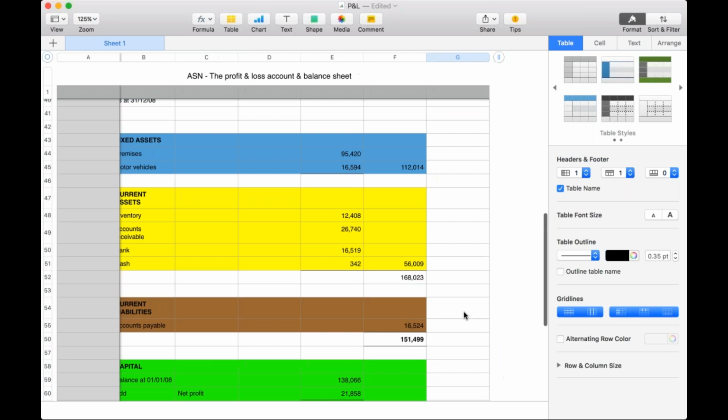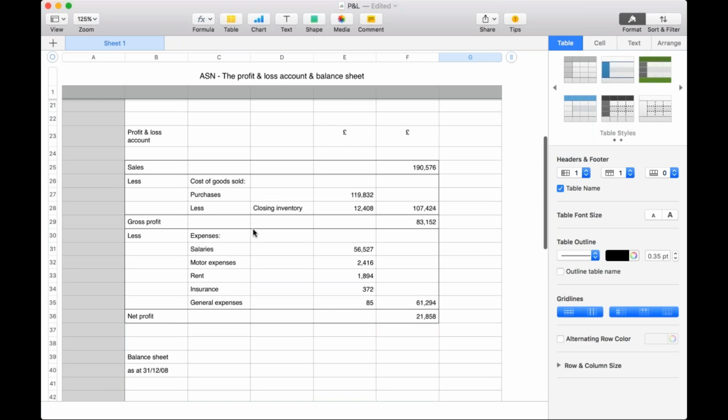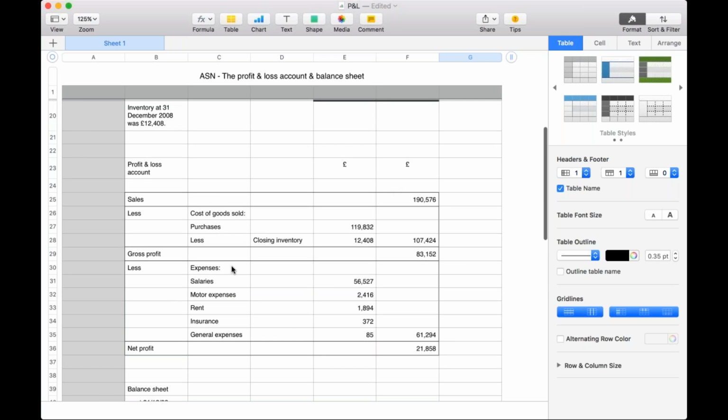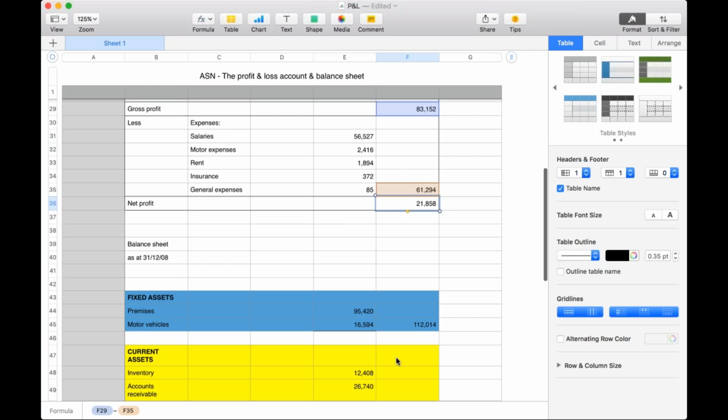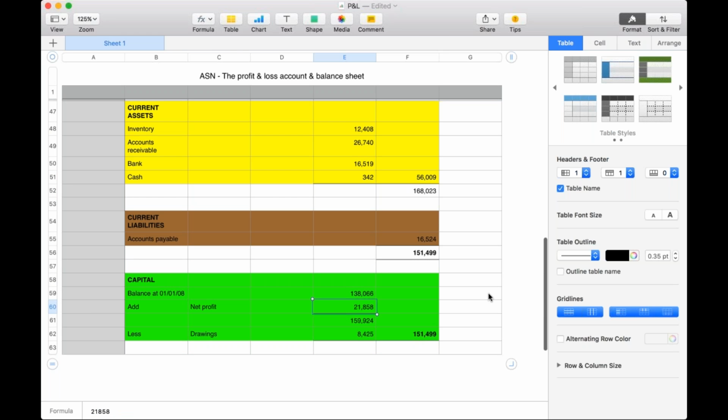So just to recap on the net profit. We've done our profit and loss account for the year. The profit and loss account for the 12-month period gave us a profit of 21,858. And that profit gets added to the owner's capital account. So the owner gets that to spend, if you like. The owner's made 21,858 in the year. So that gets added on to his capital account, which we started the year off at 138,066. So we add the net profit on, which gives us a figure of 159,924.